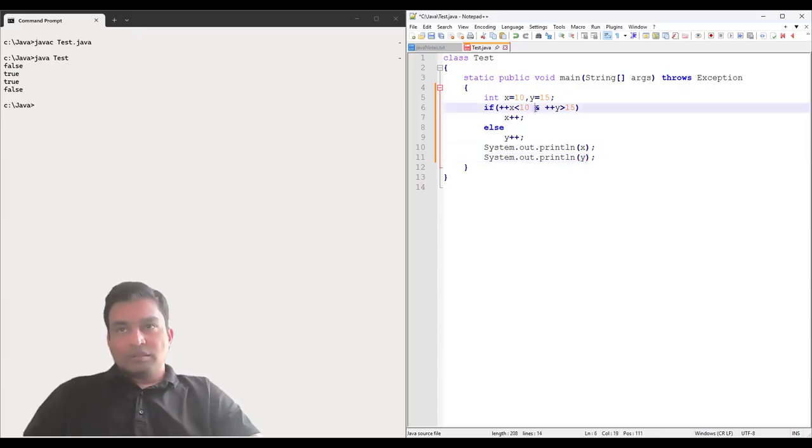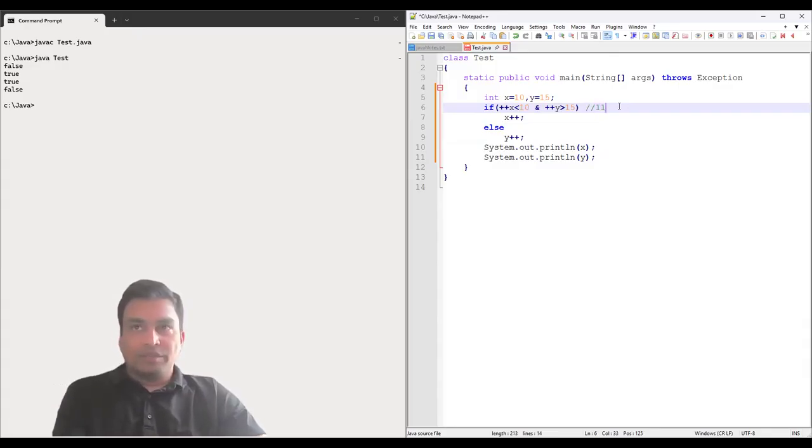Since this is the bitwise AND, it will evaluate all the conditions. So ++x is a pre-increment, which makes 11 less than 10, and ++y, where y is 15, becomes 16, which is greater than 15.